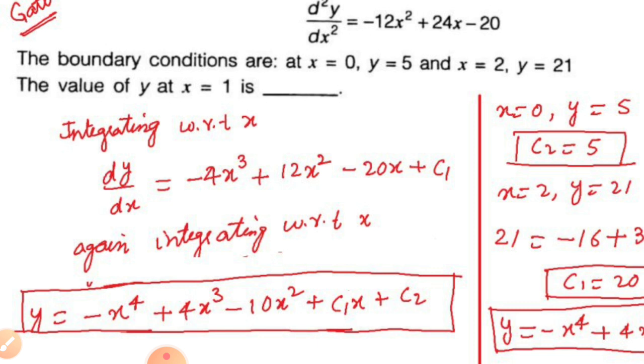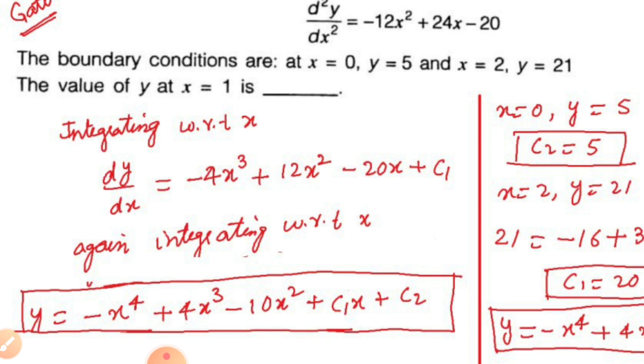But if we have some conditions attached with this solution, like here we have x equal to 0, y equal to 5, x equal to 2, y equal to 21. If we use these two conditions, we have particular values of c1 and c2 that are fixed and cannot be changed. As we are using these two particular values, we have a solution that will be fixed for every value of x. So, this type of solution is called a particular solution. A particular solution will not have any constant term, and a general solution will have constant terms.